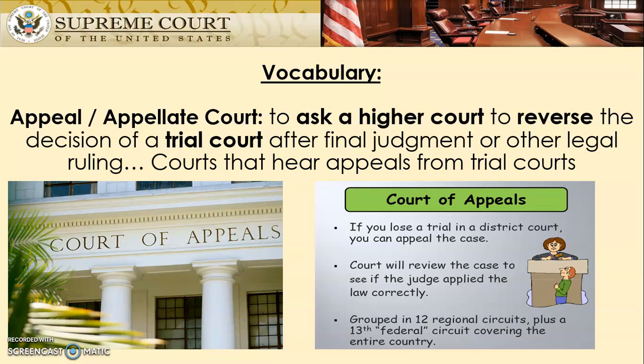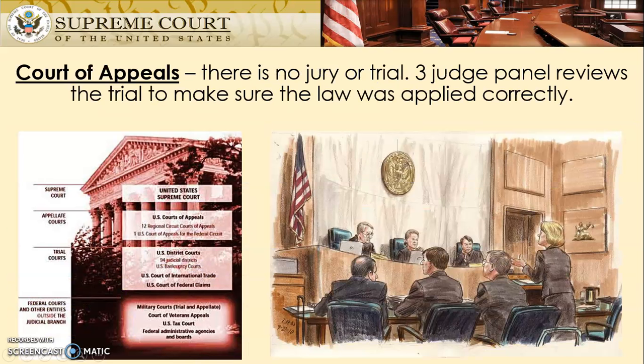So the Court of Appeals is if you lose a trial in a district court, you can appeal to a higher level court. This court will review the case to see if the judge applied the law correctly. If it was, the judgment stands. If not, it can be reversed. And of course, either the prosecution or the defense, aka the plaintiff and the defendant, have the option to appeal to a higher level as well, known as the Supreme Court.